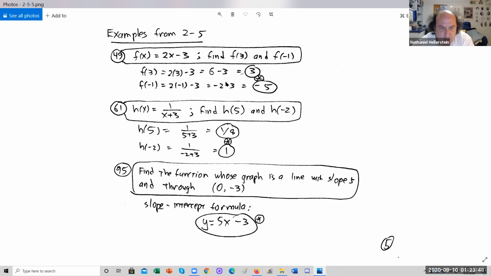That's negative 5. Here we have a function h of x equals 1 over x plus 3. It takes x, adds 3, finds the reciprocal. Find h of 5 and h of negative 2. h of 5, you plug in 5 for x. 1 over 5 plus 3 is 1/8. h of negative 2 is 1 over negative 2 plus 3. That's 1 over 1, or 1.